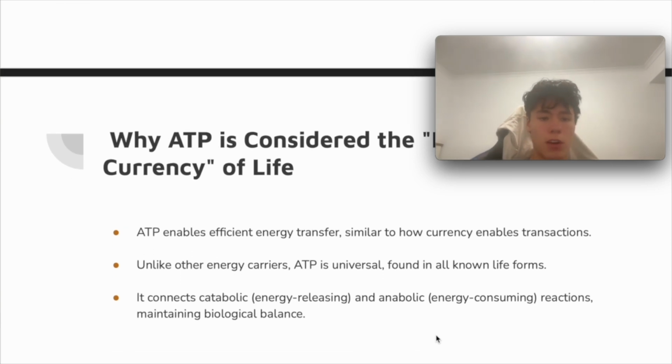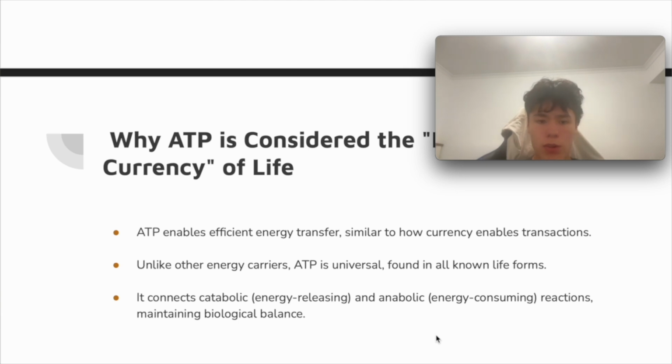Well, ATP is often called the energy currency of life because it acts as an immediate energy transfer. Just like money allows transactions without bartering, ATP enables energy transfer without needing direct fuel sources. The key to ATP's energy lies within the phosphate bonds, which store and release energy when broken.